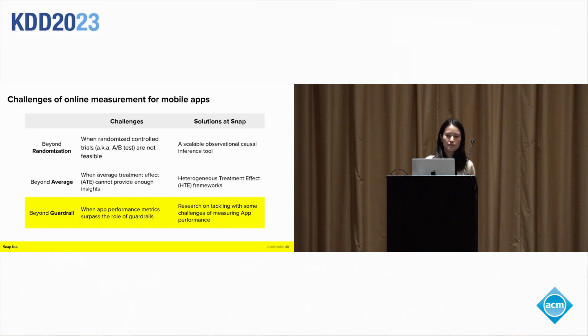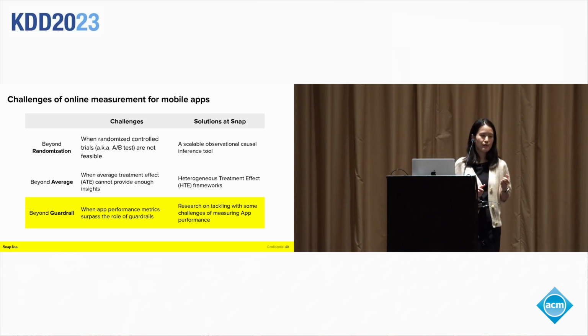Okay, so after this second part, now let's take a look at the third part, which is called beyond guardrail. In this part, we talk about when performance metrics surpass the role of being guardrail and become the focus of our analysis. I will show our research on tackling some of the challenges when measuring app performance and analyzing performance metrics.